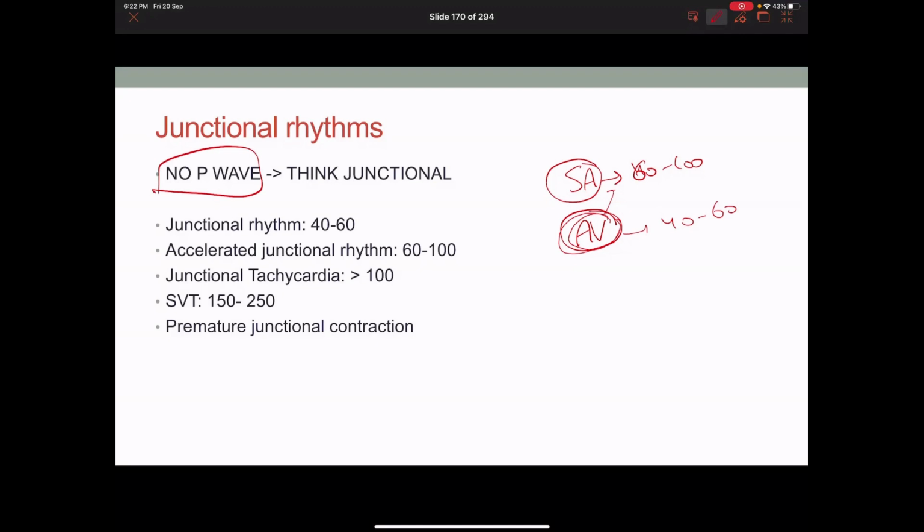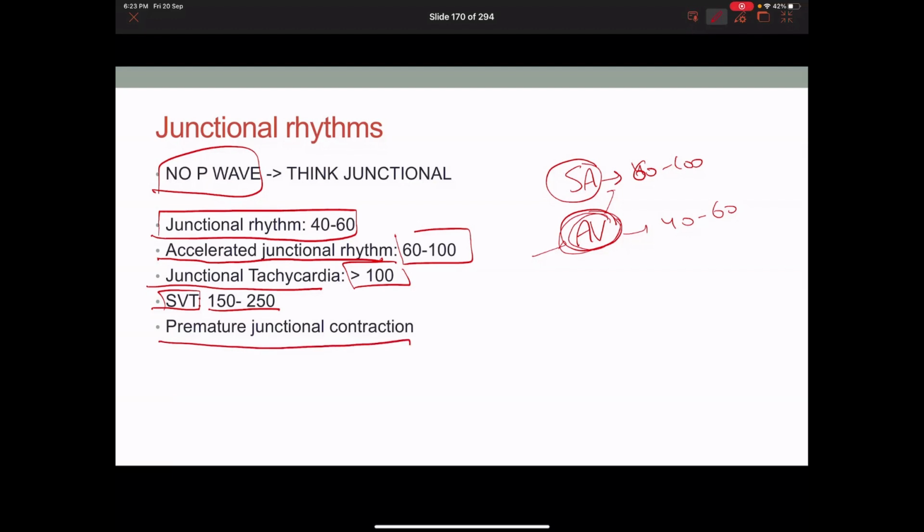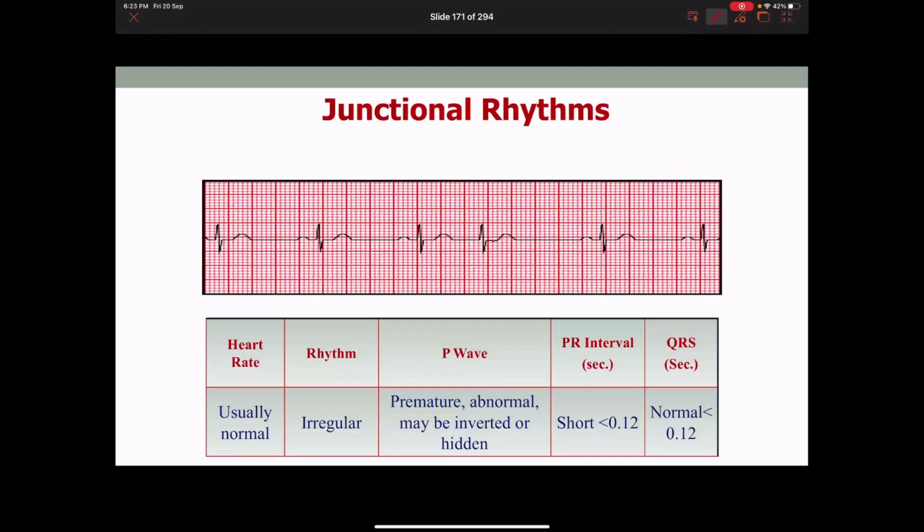That's a junctional rhythm. It means it's coming from the junction between the atria and the ventricles, which is like the AV node. Okay? So a junctional rhythm is 40 to 60 beats per minute. Accelerated junctional rhythm is 60 to 100. Junctional tachycardia is more than 100. Supraventricular tachycardia, which is the one we discussed before, is 150 to 250. And then we have premature junctional contraction. So this isn't the most high yield, but you might get one just to recognize what a junctional rhythm looks like. Okay. So what's this?